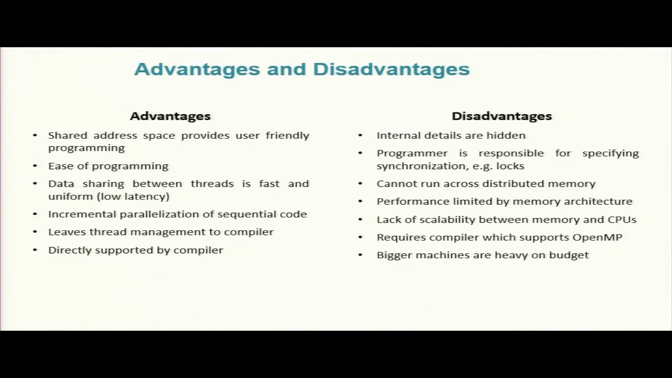Okay. Advantages and disadvantages. The shared address space is user friendly. Just by using a few parallelism constructs, we can parallelize our code, and even very big codes can be well parallelized using these constructs. So it provides ease of programming. Data sharing between threads is fast and uniform, with respect to message passing, which we'll be seeing tomorrow. Then we can have incremental parallelization: we parallelize different portions of the code one by one.